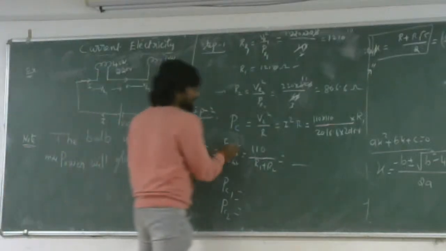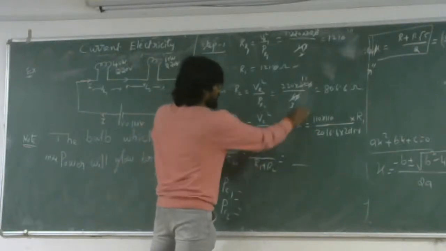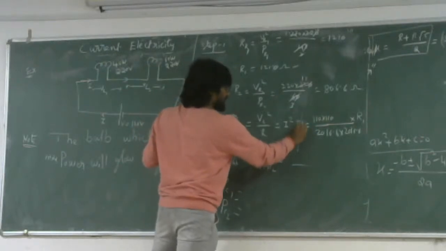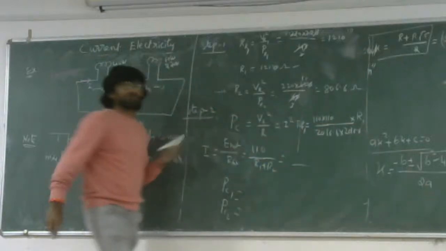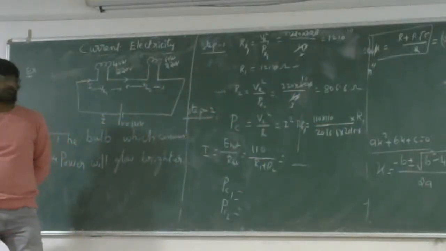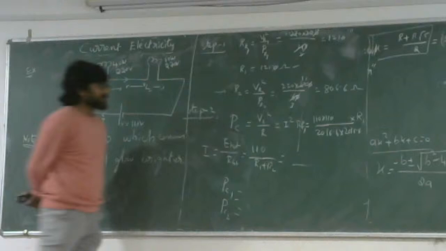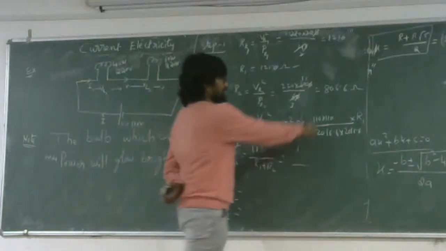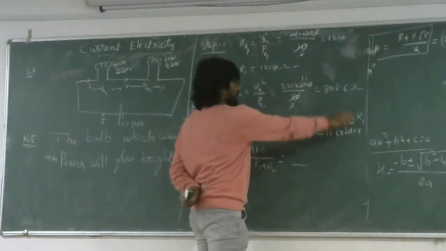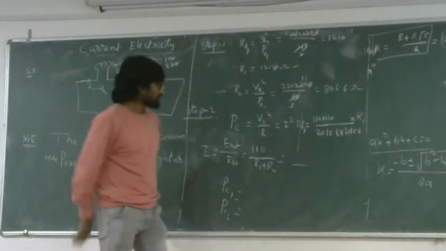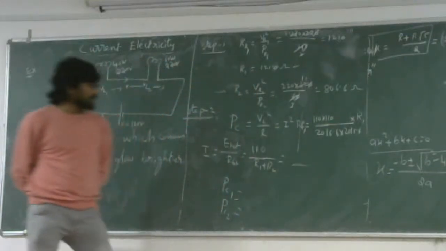So find out this. This is general, but now we are trying to find PC1, for the first one. PC1 is this into R1, 1210.